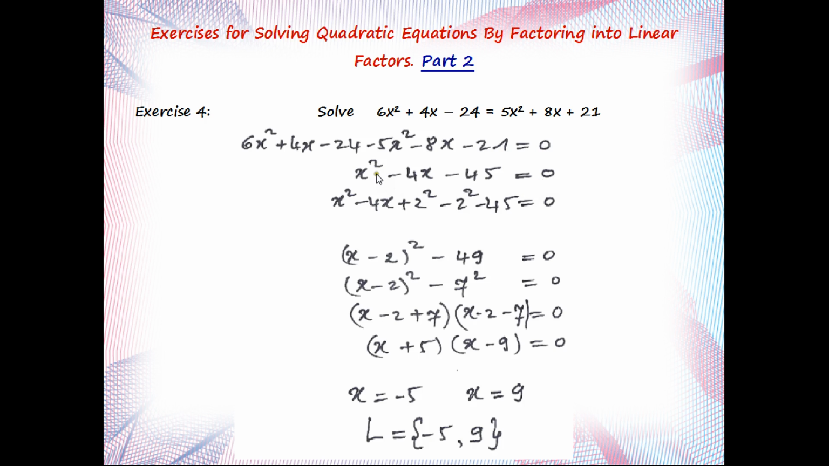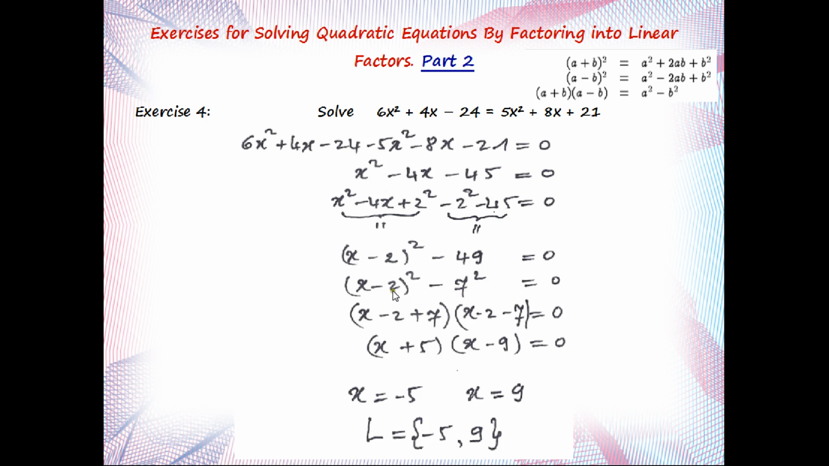We can write x squared minus 4x plus 2 squared minus 2 squared minus 45 equals 0, by using the binomial formula, a squared minus 2ab plus b squared equals a minus b squared, with a equals x and b equals 2. We have this one is equal to x minus 2 squared, and minus 2 squared minus 45 is equal to minus 49, so equal to minus 7 squared.